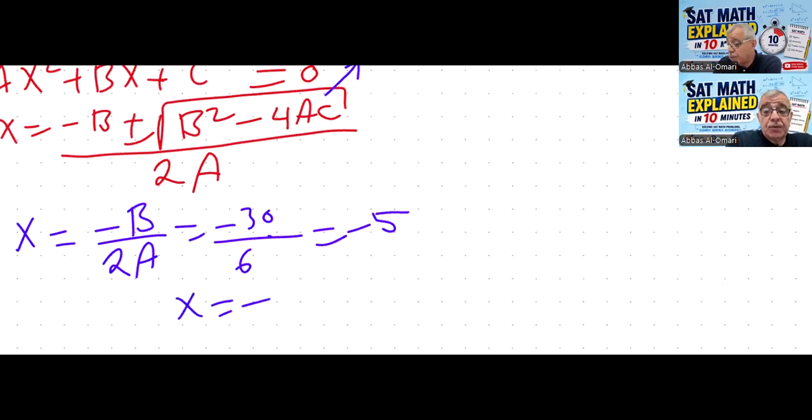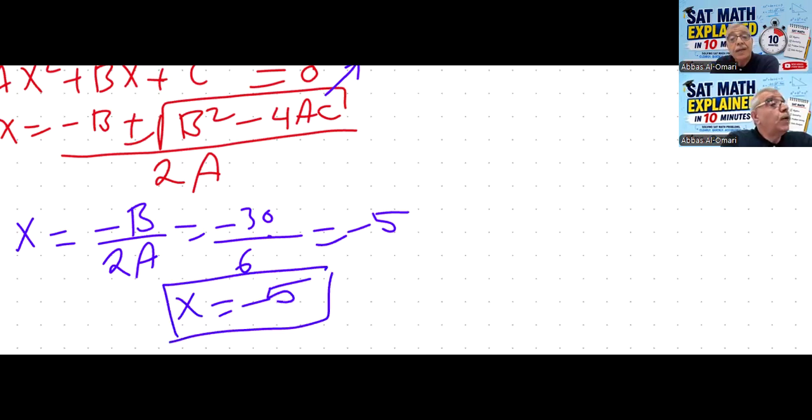Now, it is important to note here in this example that we are not required to determine k. We are not required to determine the discriminant. It is given in the question that it is 0. So the solution is minus 5.